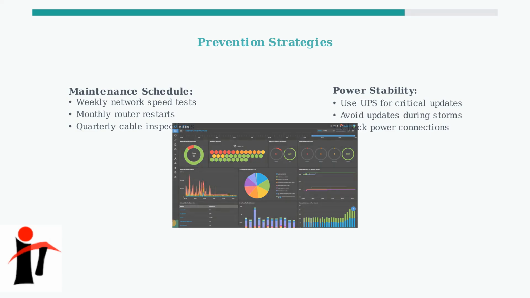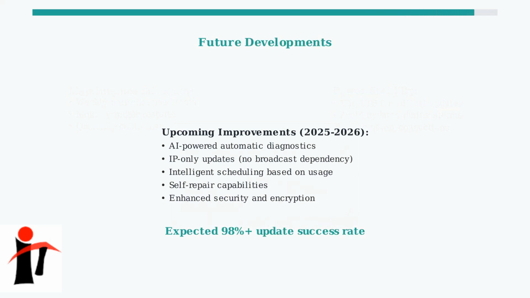YouView is evolving towards more intelligent update systems. Future developments include AI-powered diagnostics, IP-only updates that don't rely on broadcast signals, and smarter scheduling based on individual usage patterns. These improvements should significantly reduce update failures.